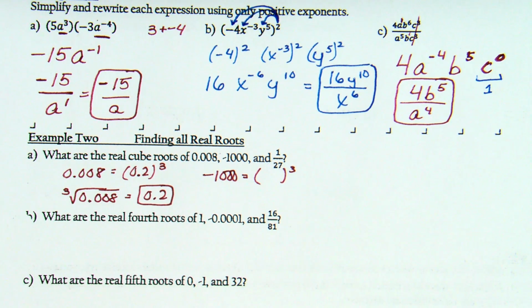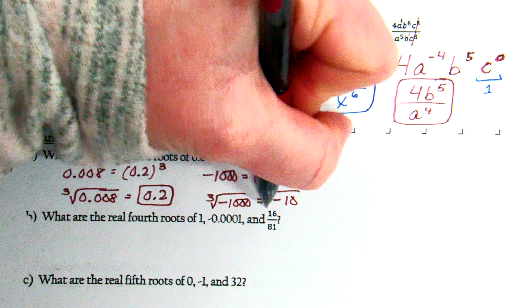Cube roots are different than square roots, right? When we're talking odd roots, so third roots, fifth roots, seventh roots, ninth roots, anything crazy like that, you can have a negative. So the cube root of negative 1,000 is negative 10. What if it had been the cube root of positive 1,000? It'd be positive 10. So realizing cube roots, your answer has the same sign as the original problem.